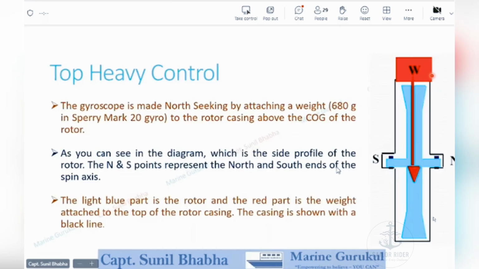The Sperry Mark 20 gyro is one particular model of the gyro compass which is very frequently used. They use this weight of 680 grams. This weight is fitted exactly on top of the rotor casing, exactly above the center of gravity of the spin axis and rotor system.